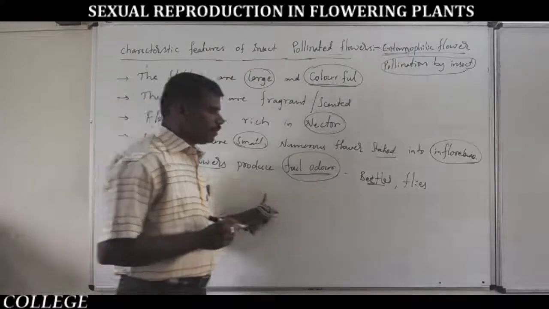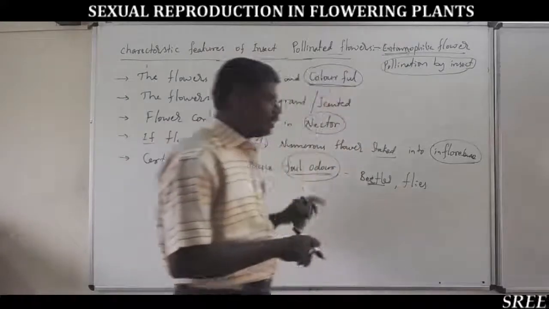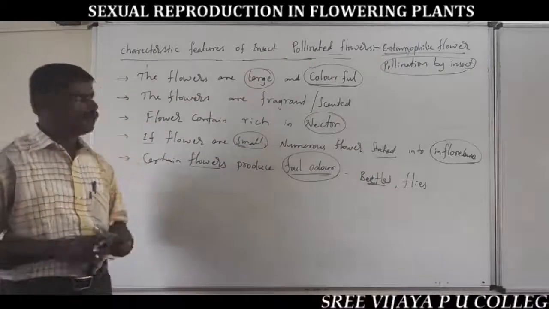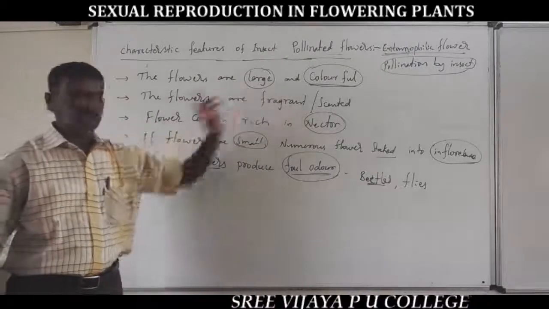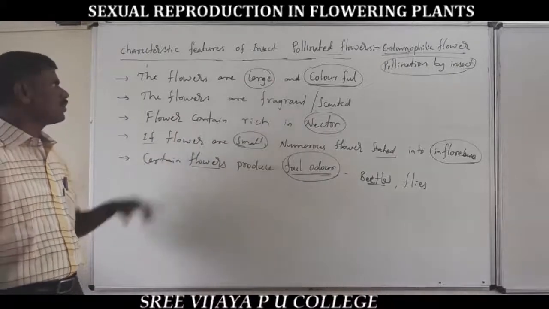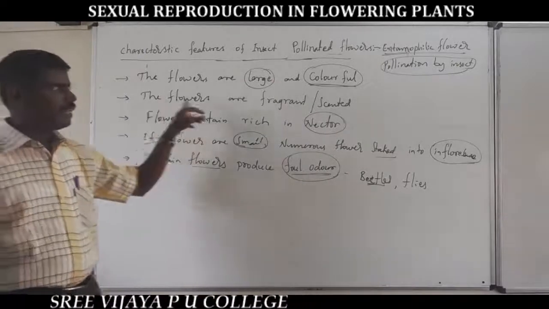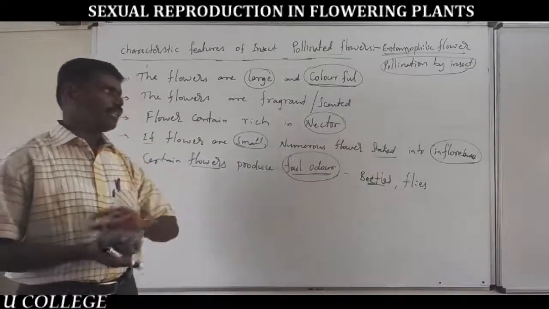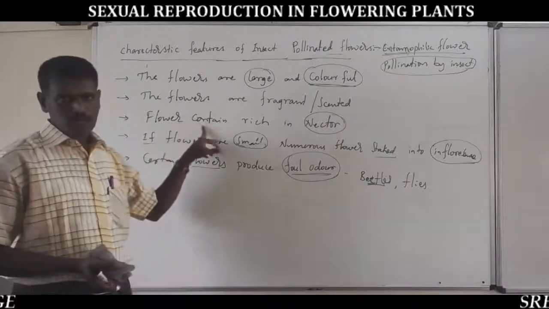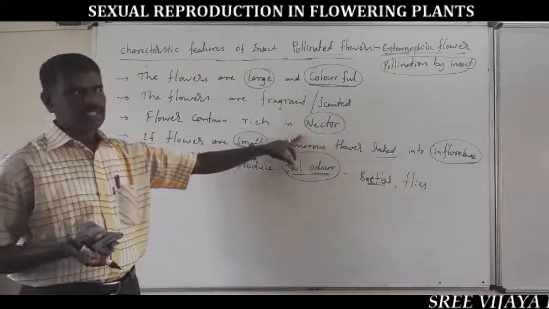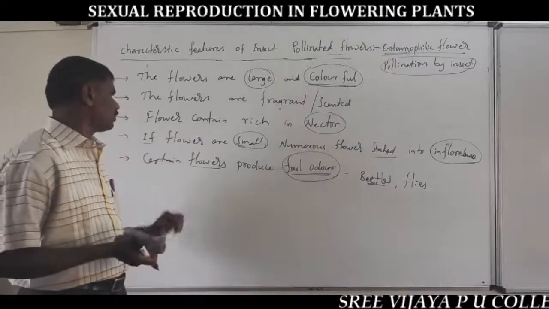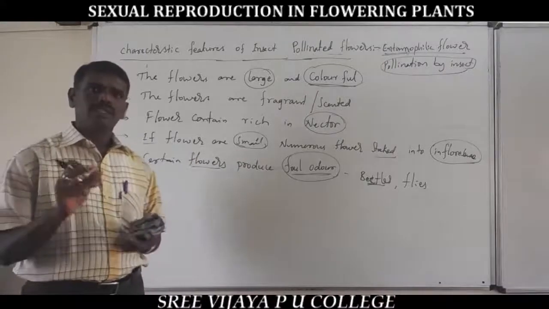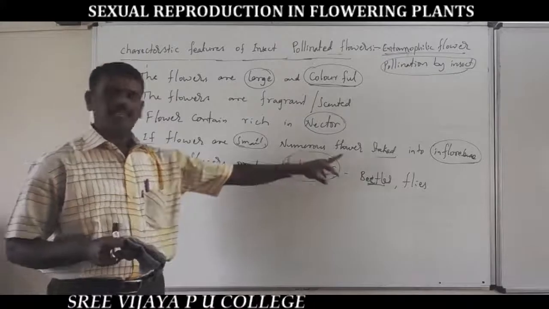So these are the characteristic features of insect-pollinated flowers. The flowers are large and colorful. Insects are attracted by colors, and also by fragrance, more scent, a good smell or even a bad smell. The flowers produce rich nectar. If the flowers are small, a number of flowers are combined together to form an inflorescence.